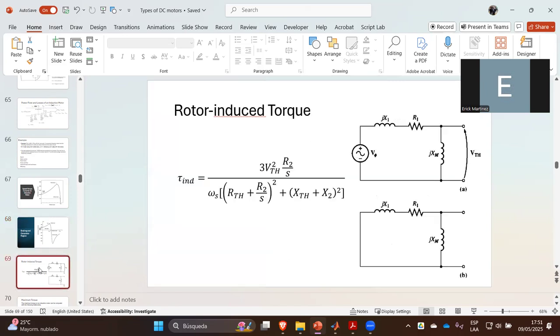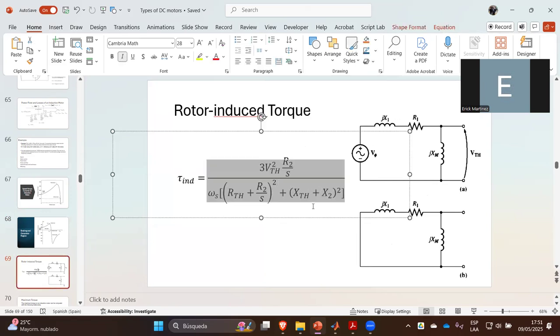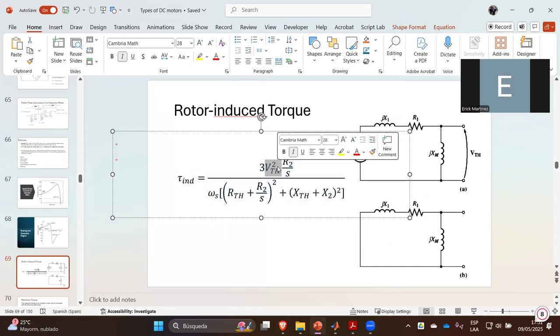Now, how can we generate this speed-torque curve? Well, we can use the following expression. This expression computes the induced torque of the motor electrically. But you can notice here that we need other quantities.